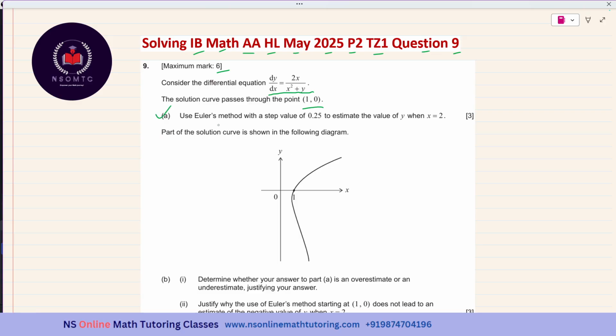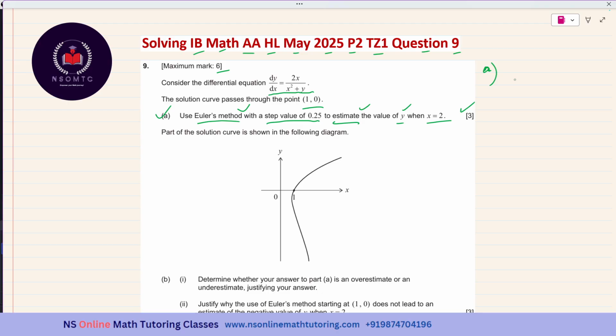Part A's question is: use Euler's method with a step value of 0.25 to estimate the value of y when x equals 2. It is carrying 3 marks. With Euler's method, we can only give an estimated value of y. We cannot give the actual value of y when x equals 2. Okay, let us start to answer this part A.